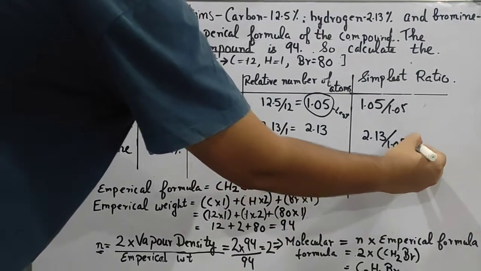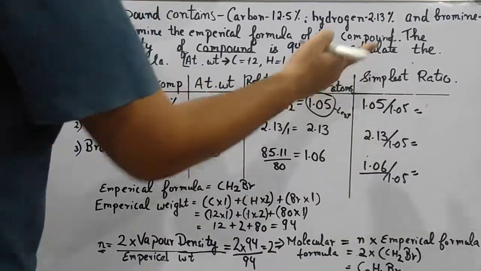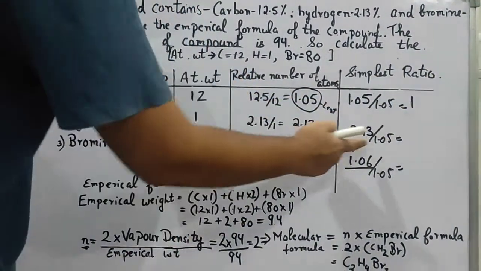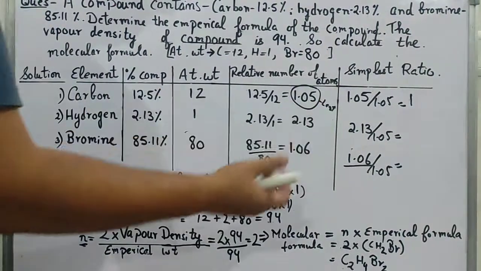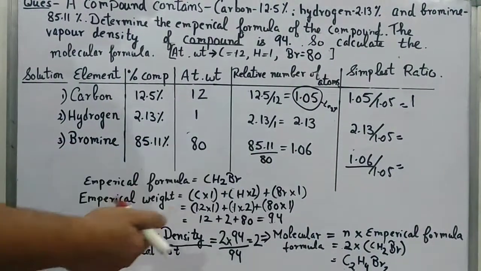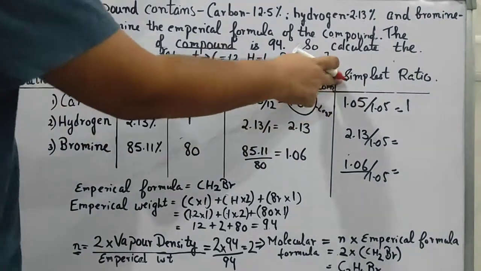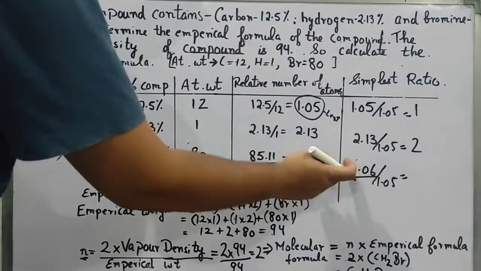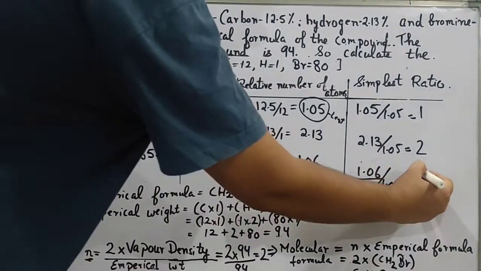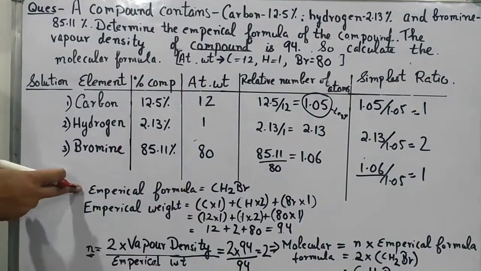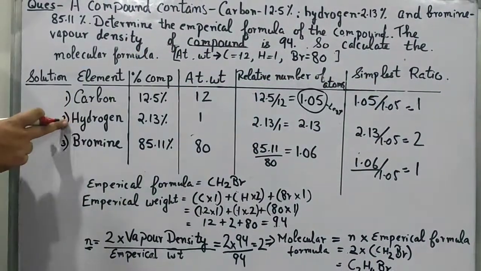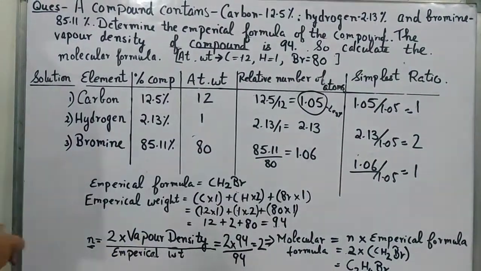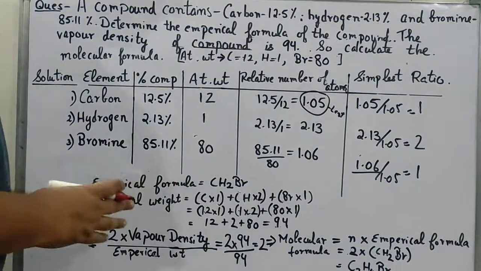Now here the column says simplest ratio, whole number ratio. So when I divide here, I get 1. When you divide it, you will get 2 point something, 2.02 or something like that. But when you round it off, because this is simplest ratio, whole number ratio, you write down 2. And here you will get 1 point something. So when you round it off, you get 1. So the empirical formula is carbon 1, hydrogen 2 and bromine 1. So CH2Br. This was the first step, calculation of the empirical formula.